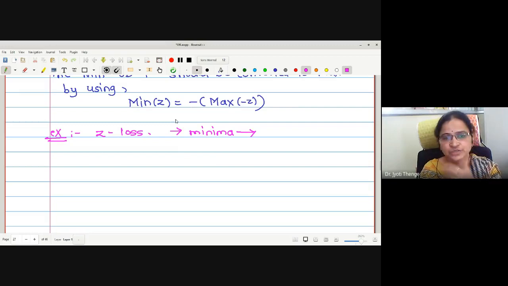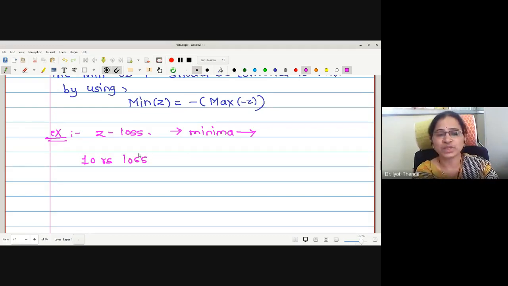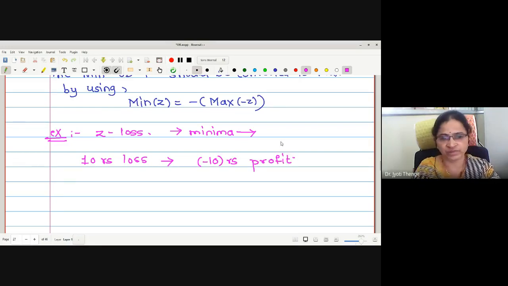Suppose in any business I am getting a 10 rupees loss. If I want to convert this loss into a profit, I can say there is minus 10 rupees profit. Is it okay to everyone? 10 rupees loss is nothing but minus 10 rupees profit. And if I want to make both the things equal, then how should I write? This 10 rupees loss, I have to write as negative or minus 10 rupees profit.